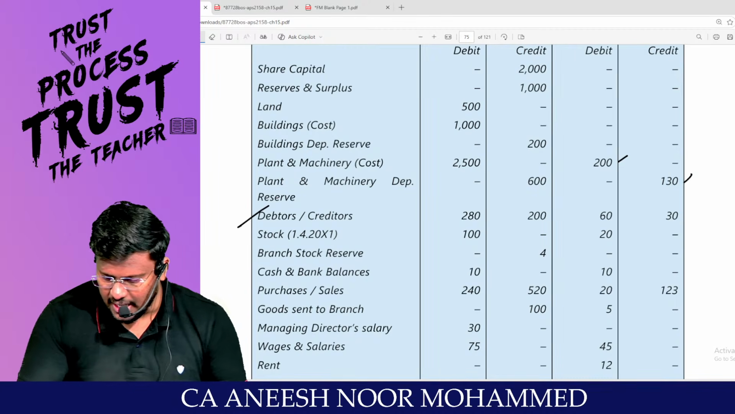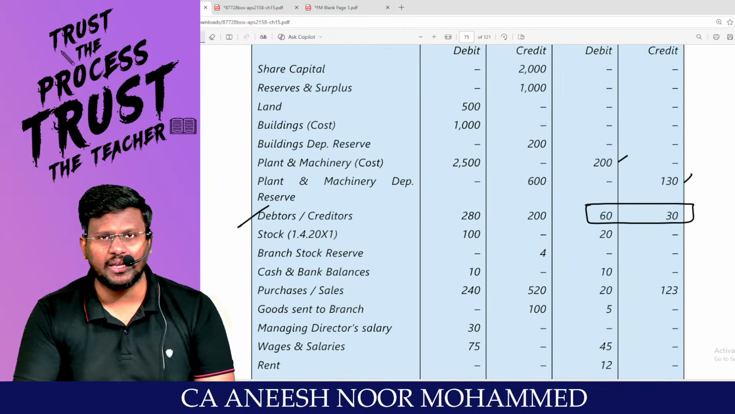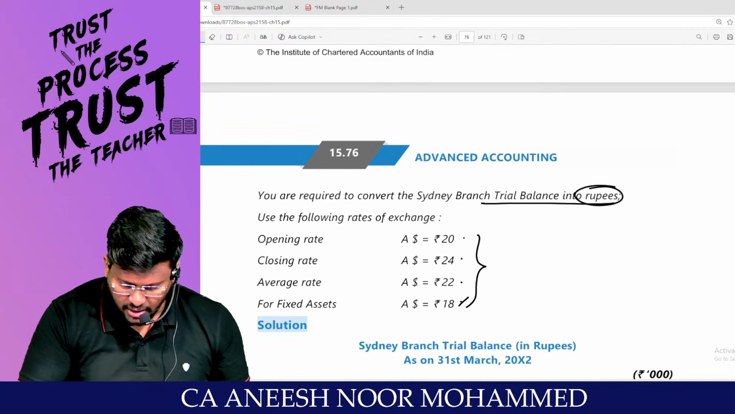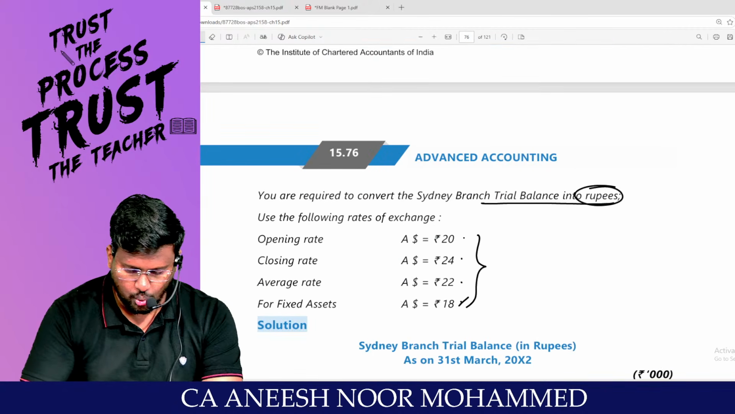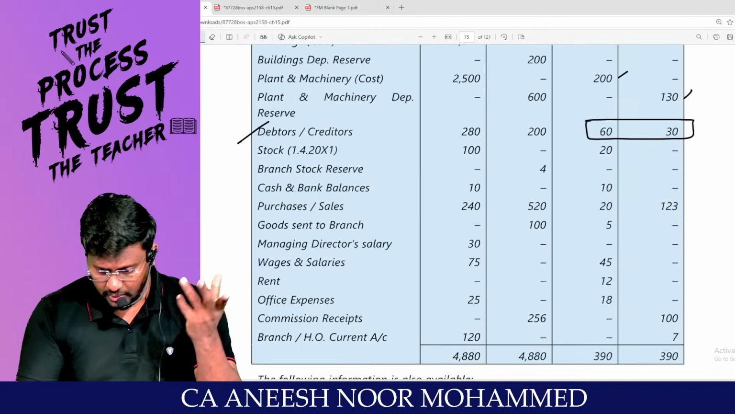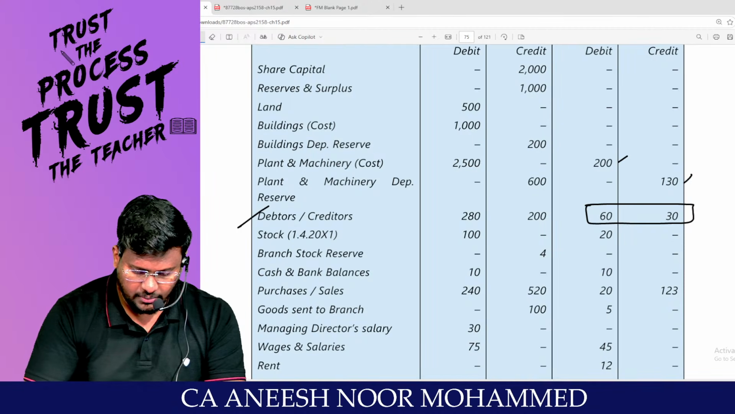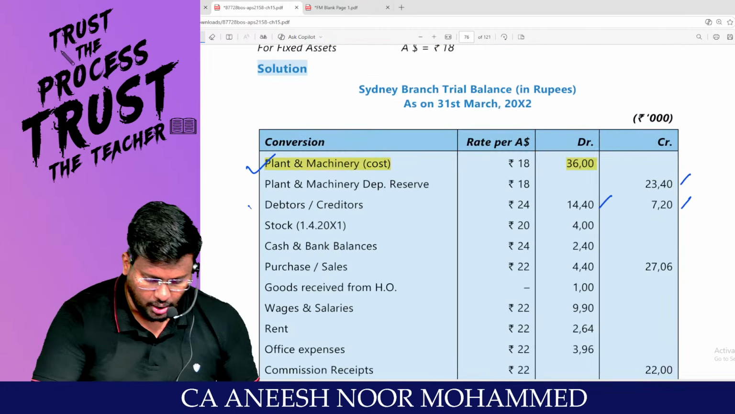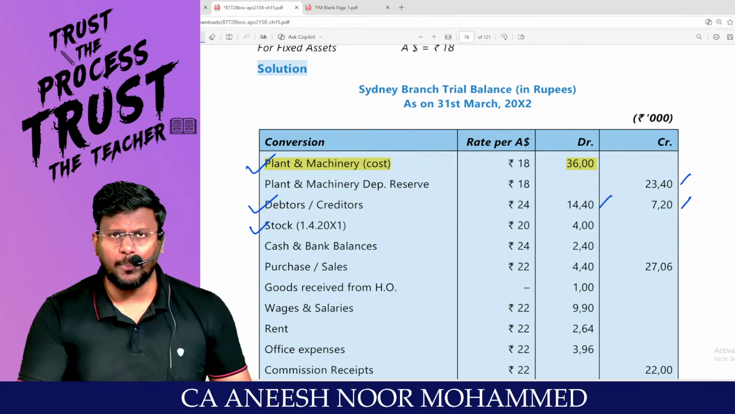Debtors and creditors are monetary items. Monetary items should be restated at the closing rate. So 60 into what is the closing rate? Closing rate is 24. So 60 into 24 comes to 1440. That's it, 1440. Now coming to creditors, 30 into 24 comes to 720. That's what debtors and creditors are all about.